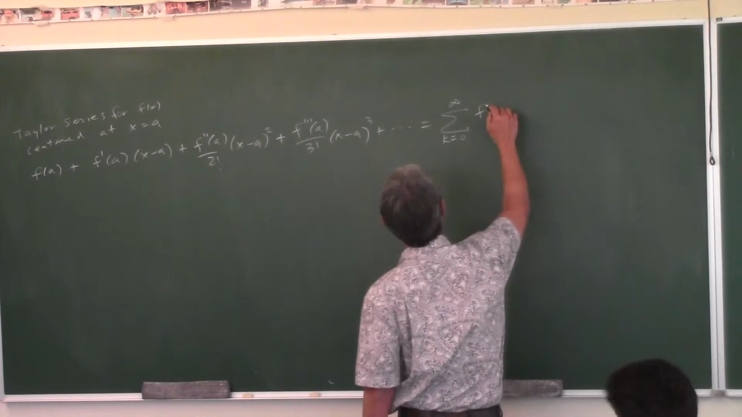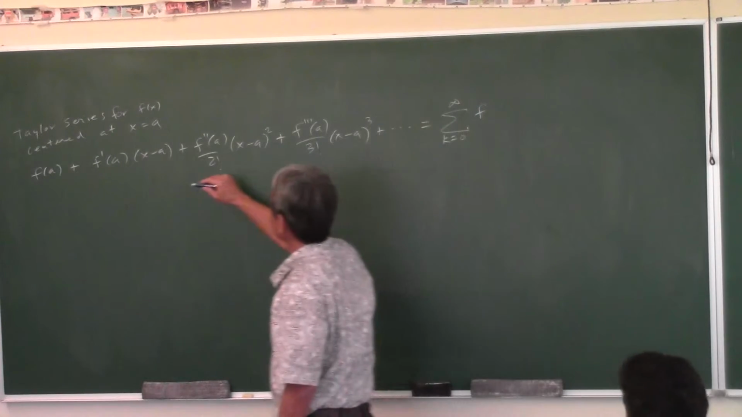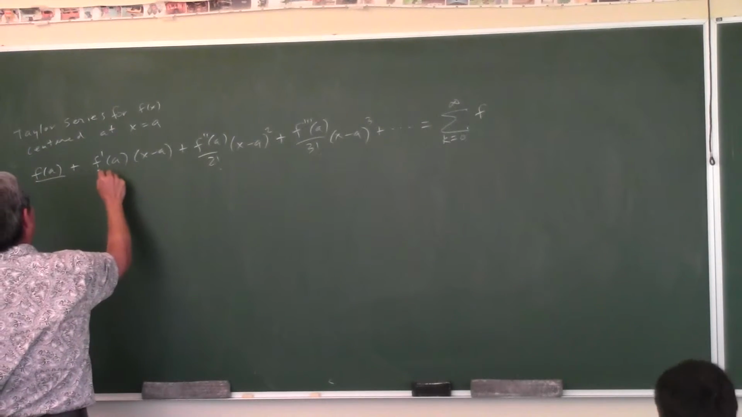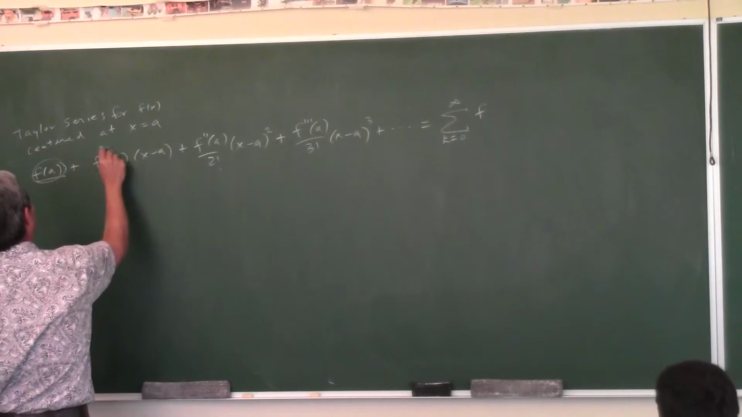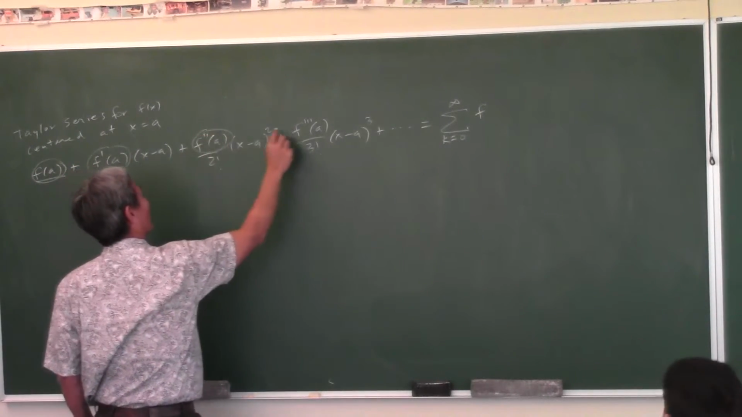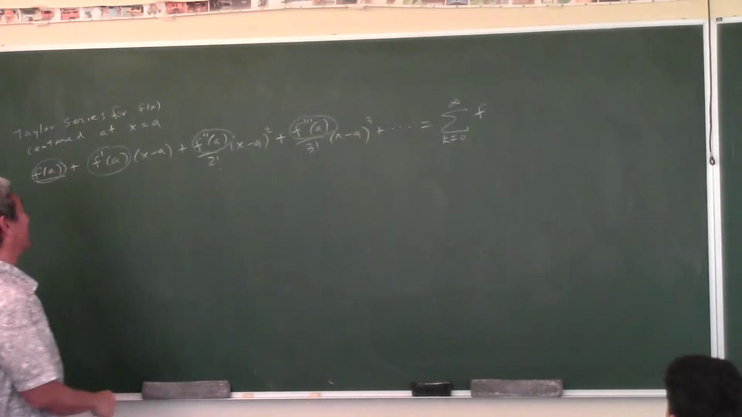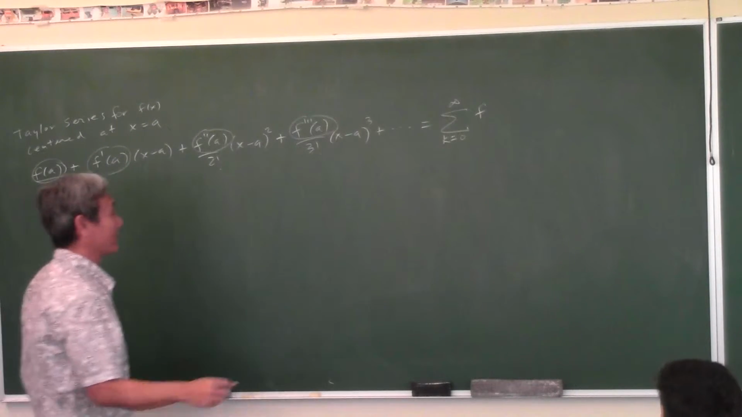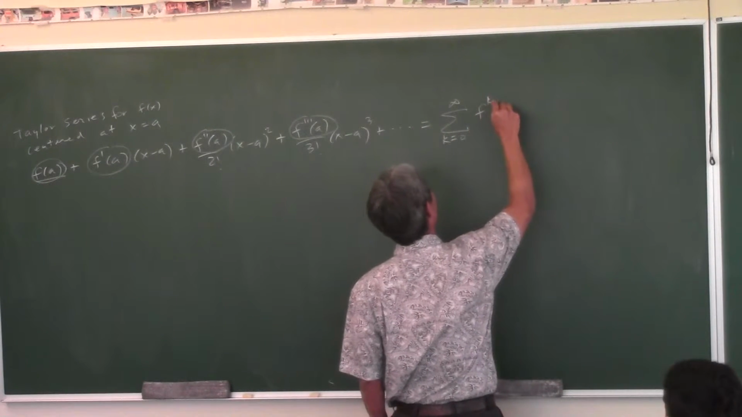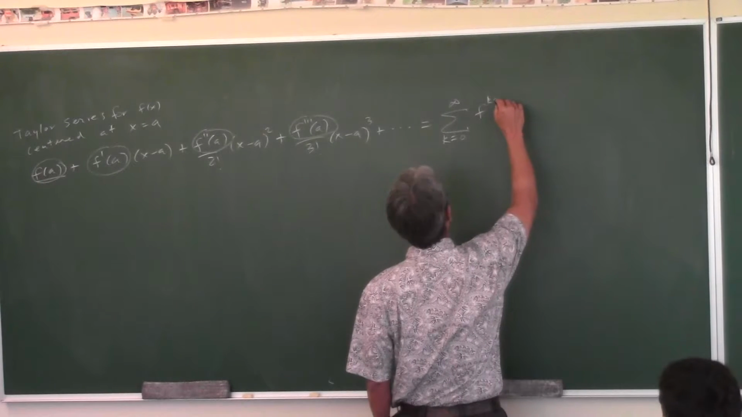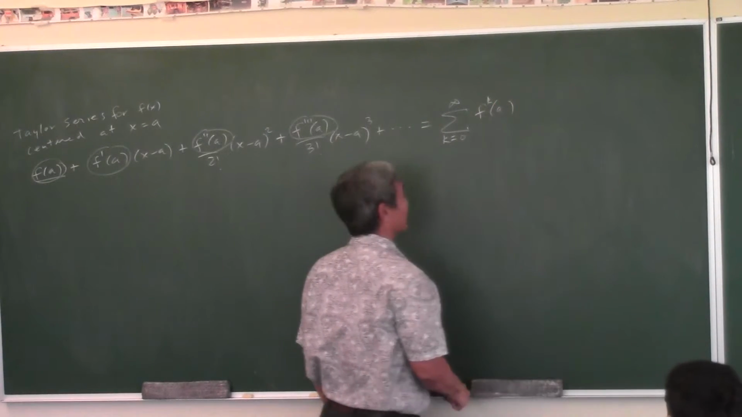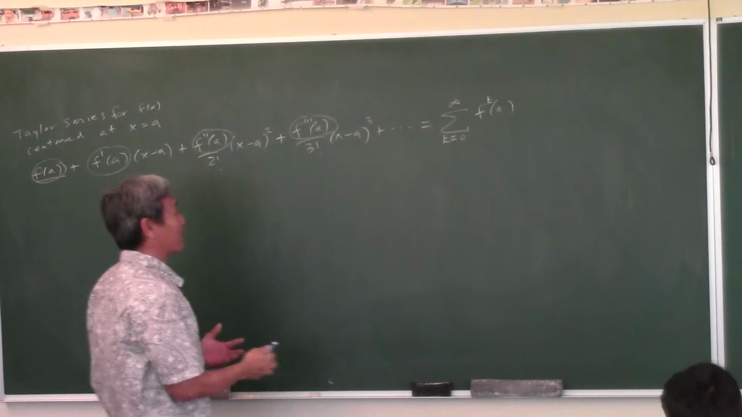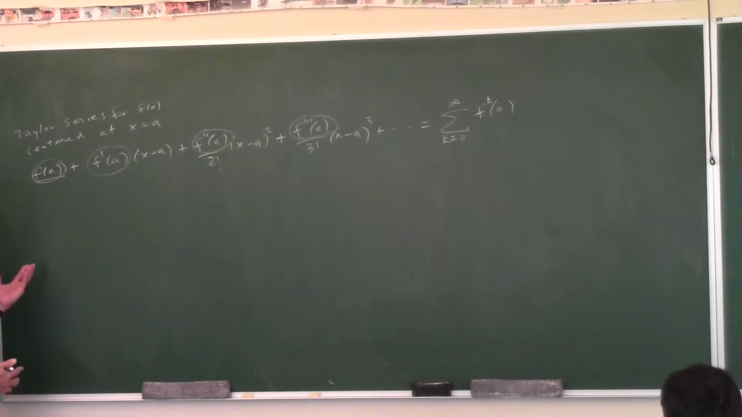Okay, just look at these. What's the pattern that I see right there? It's the kth derivative at a, times x minus a to the k. But what is the 0th derivative? We just have to assume the 0th derivative is simply the function itself.